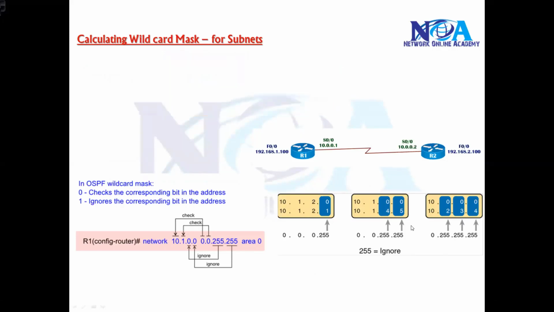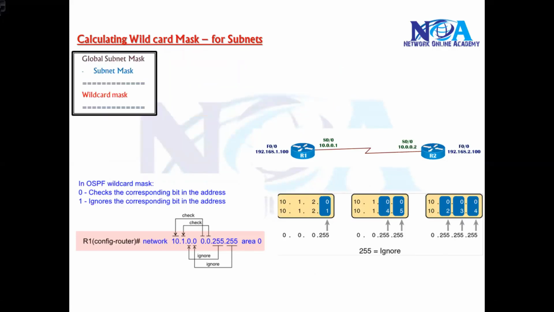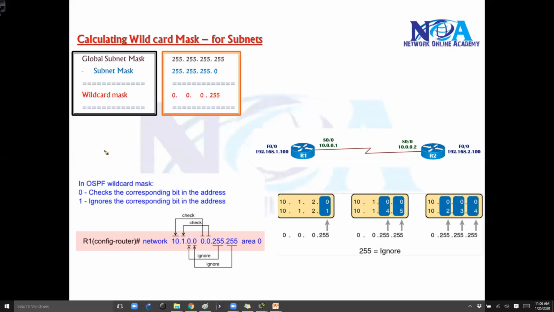Like here you can see, if you want to calculate the wildcard mask of any network, let's say I'm using the 192.168.2.0 network with a subnet mask of /24, that is 255.255.255.0. Then to calculate the wildcard mask, you just need to subtract the subnet mask from all 255s. So if you subtract 255.255.255.0, you get this wildcard mask. So this is more like writing the inverse mask, or this is how you calculate.